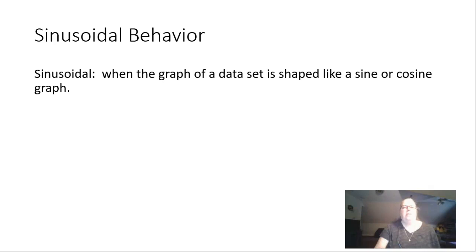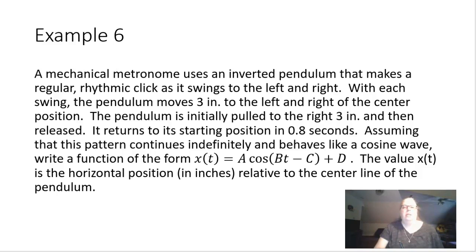Example 6 has to do with sinusoidal behavior and something called harmonic motion, and we'll be going over that in a little bit more detail in chapter 6. And so I'm going to skip over example 6 for this particular section, and we'll come back and do that when we get to section 6.4.